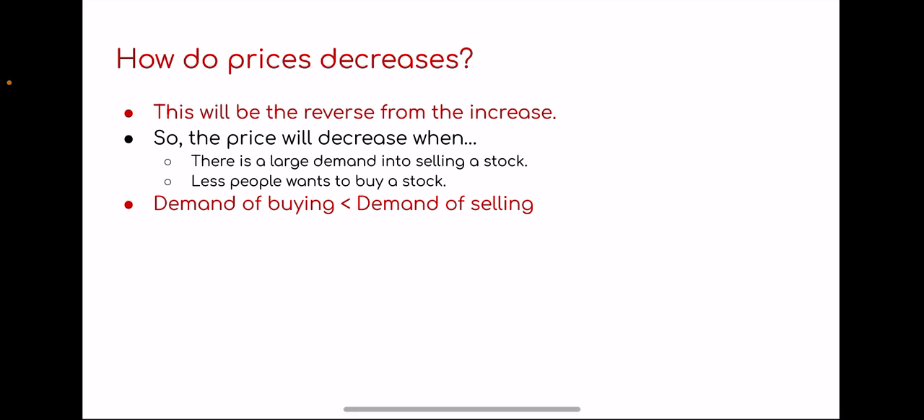And you have the decrease. This will be the reverse of the increase. The price will decrease when there is a large demand for selling a stock, and fewer people want to buy a stock. So the demand of buying is less than the demand of selling. If the demand of buying is less than the demand of selling, then it will decrease the price. So the stock will be cheaper.